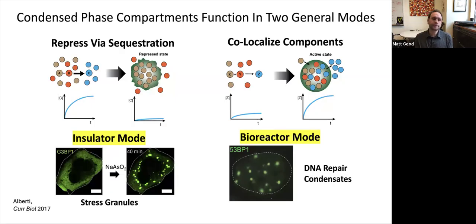So on the left, these compartments can function as insulators by sequestering components. If you think about reactants together carrying out a reaction, the rate of this reaction can be strongly inhibited by sequestering the components away from one another, effectively lowering their effective concentration. This is, for example, how stress granules work to separate elongation initiation factors and RNAs that are no longer translating. So this is one style, right? Many condensates will functionally segregate or separate components.